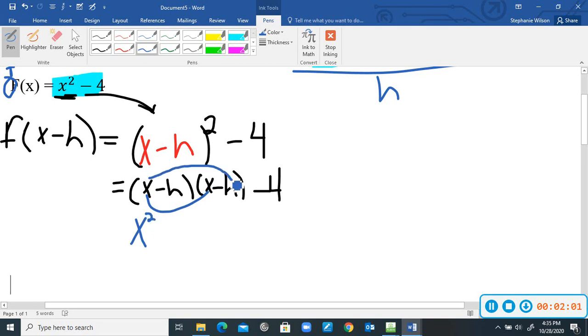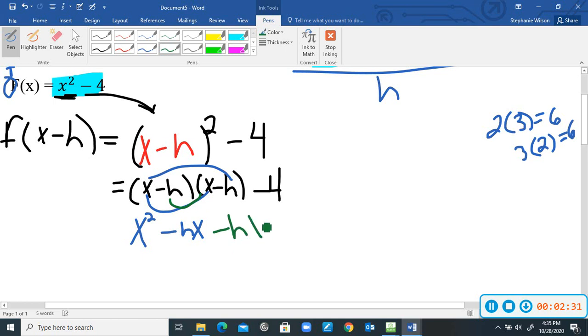I'm going to take the outers, x times negative h. And you can write it hx or xh. The order is not that important, because, just a little side note, 2 times 3 we know is 6, and 3 times 2 we also know is 6. Multiplication is commutative, so you can flip the order. Now I want to do the inners, negative h times x. And then the last, negative times negative is positive, and h times h is h squared. And then bring down the negative 4.